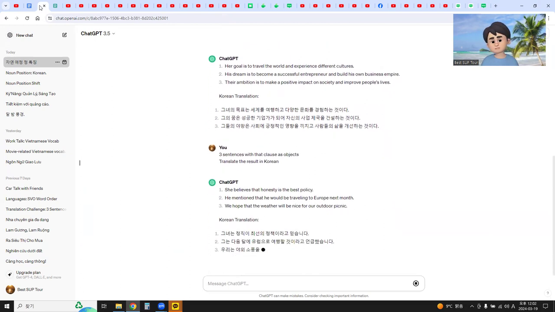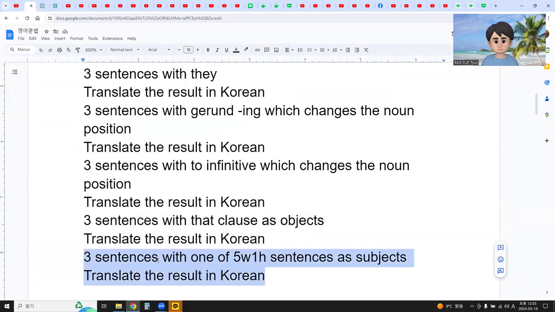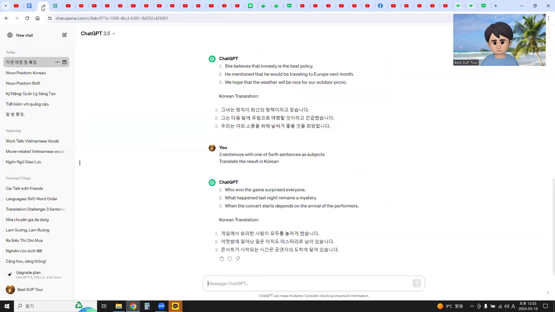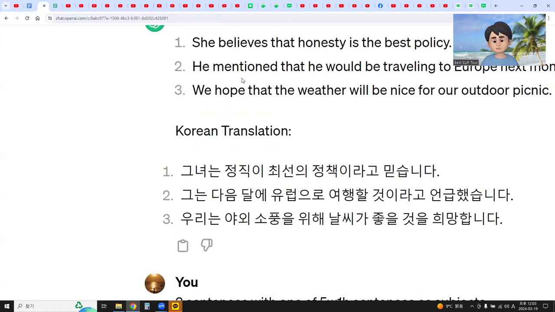So these five things which change the position of noun are very, very useful when you use English, make sentences, and express things. Last, 5W1H sentences as subjects. Yes, it works. And then here, you can see some that clauses.